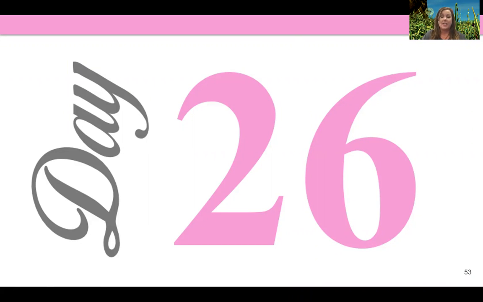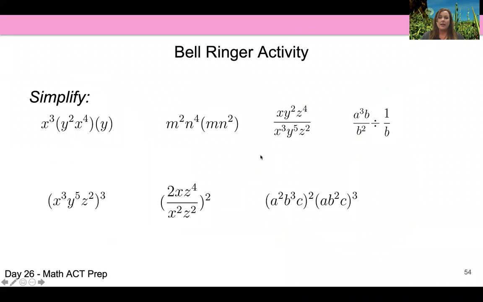Today is day 26. You should have your pink sheet here, and we are going to work on the bell ringer. So take about 5 to 10 minutes, hit pause on your button and work on the bell ringer activity, and then unpause and we'll go over the answers.